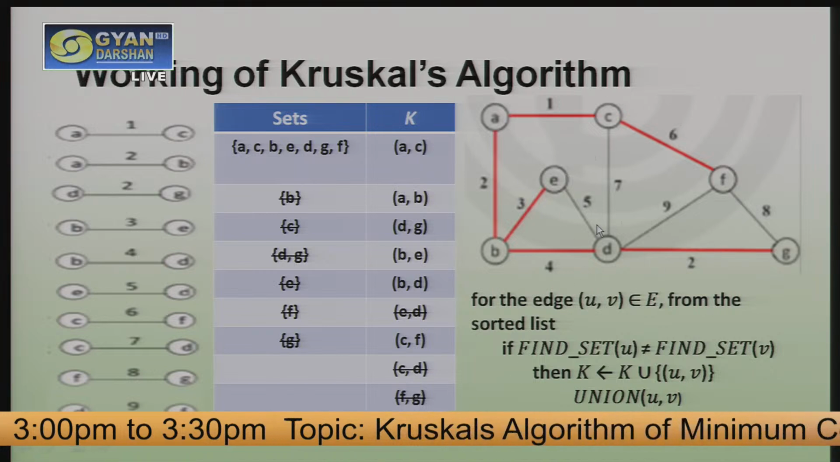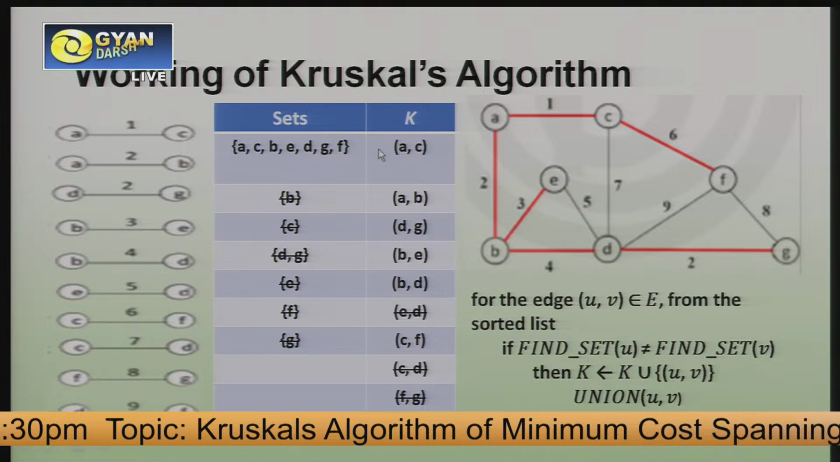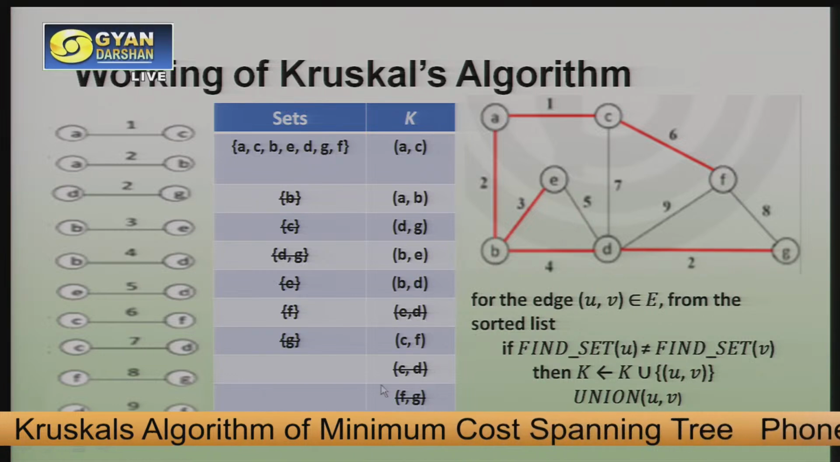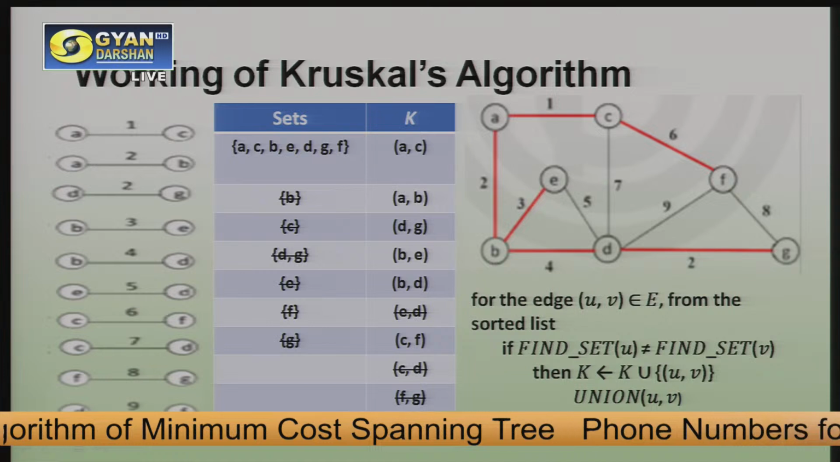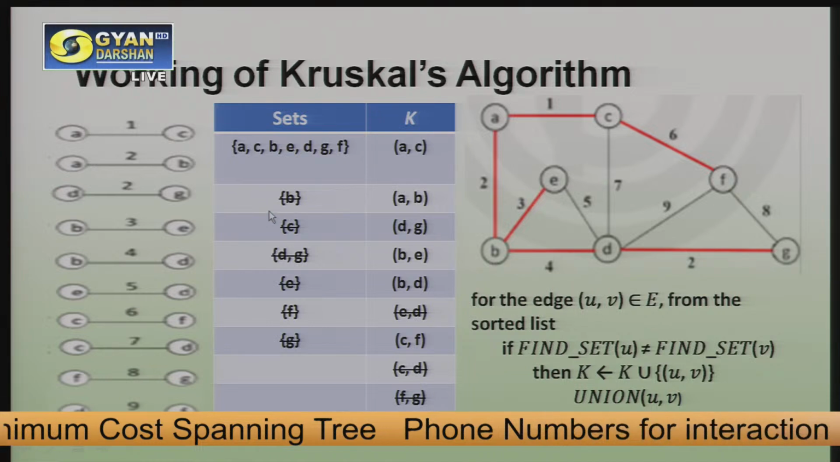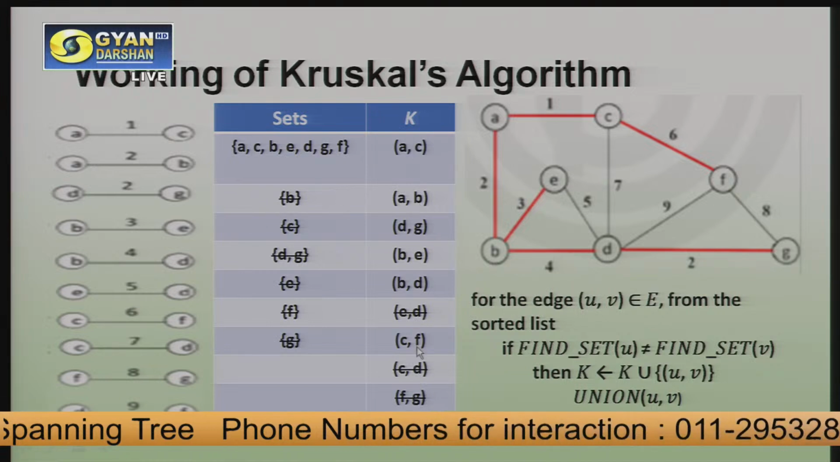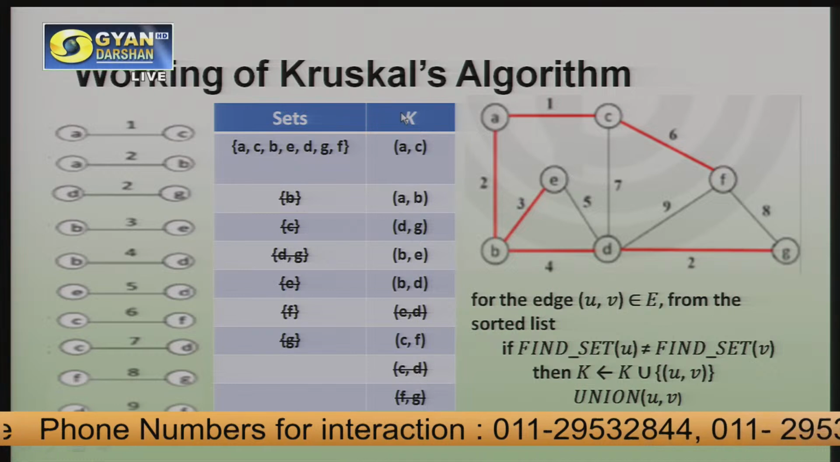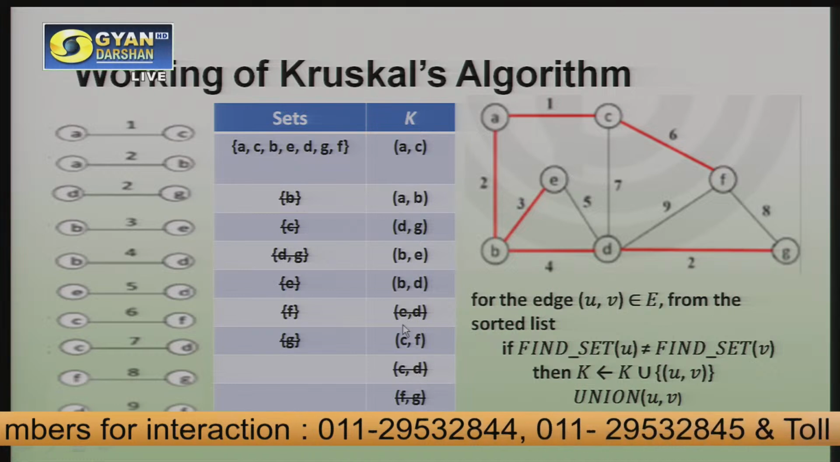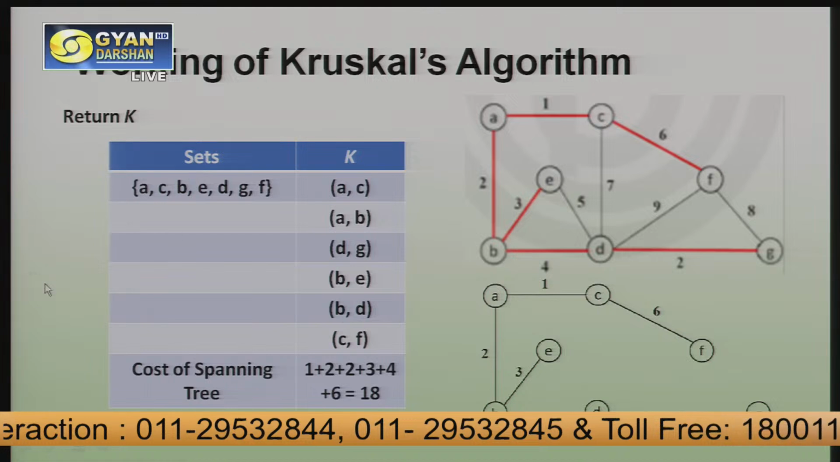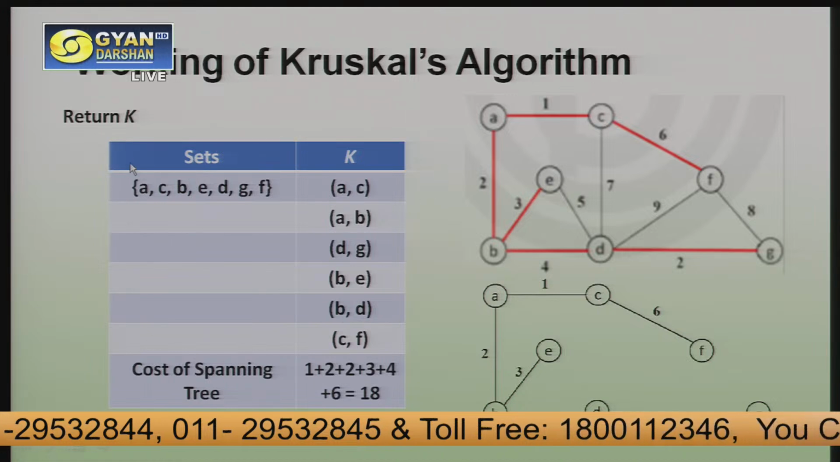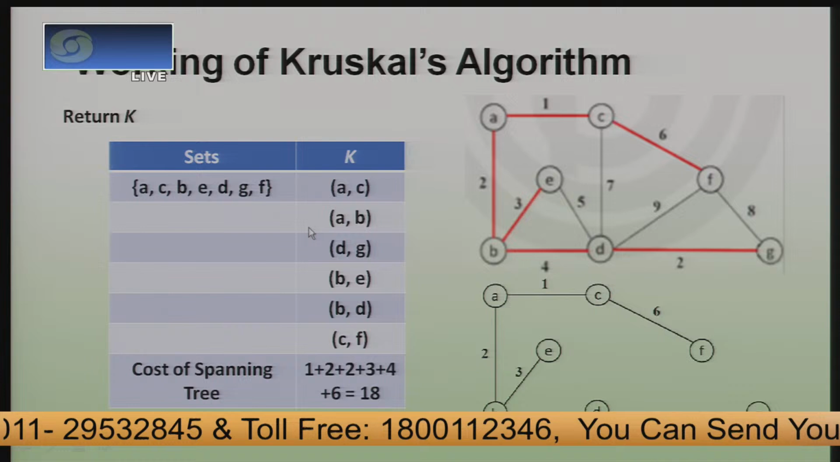All right. And what I need to return, I have not added this. That's why they are shown as crossed. So I'll be returning K now. That is the set of edges which are part of this particular K. So what will be my final set, the minimum cost spanning tree?